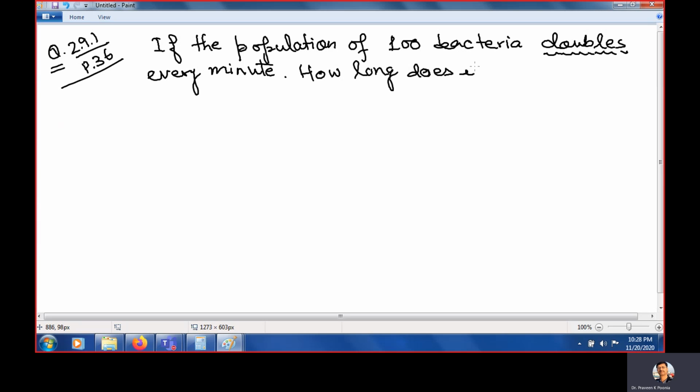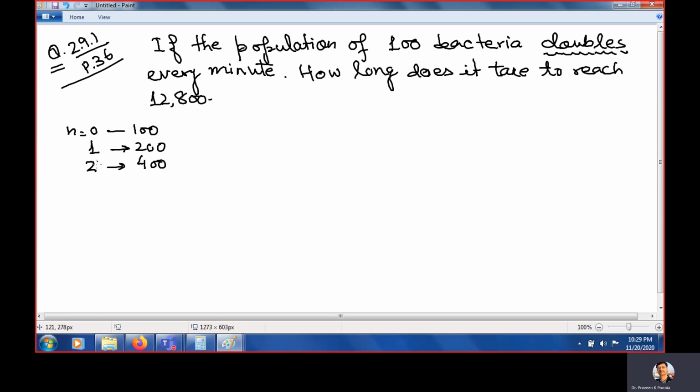How long does it take to reach 12,800? That means, now look, at n equal to 0 minutes, how many bacteria are there? 100 bacteria. After 1 minute, how many will it be? 200. After 2 minutes, how many will it be? 400, because the next 1 minute it doubles. After 3 minutes, how many will it be? 800. After 4 minutes, how many? It is 1,600. After 5 minutes, how many?